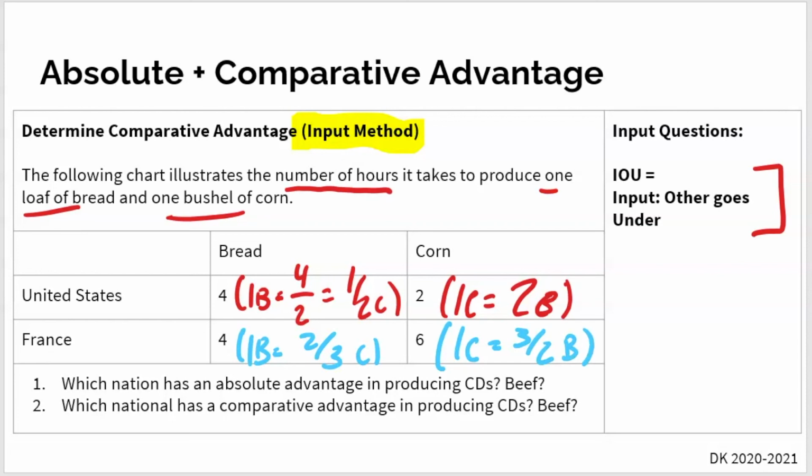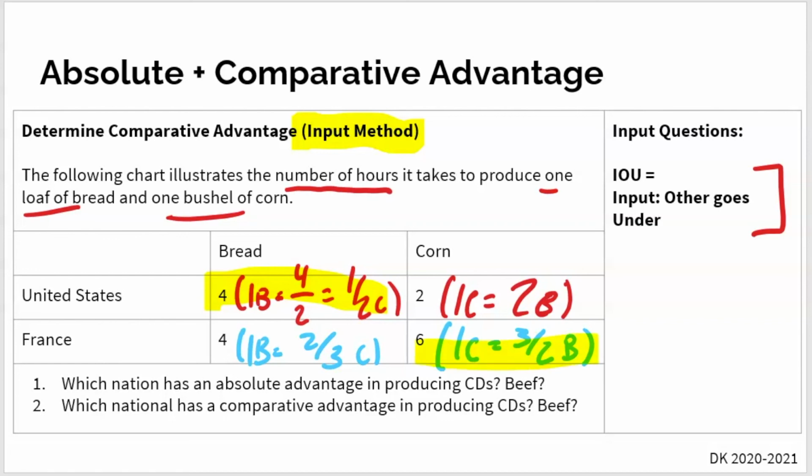So here, to figure out the comparative advantage, we just have to look at the lower opportunity cost. Well, for the production of bread, if the U.S. produces 1 loaf of bread, they're giving up half a bushel of corn. For France, if they're producing 1 loaf of bread, they're giving up 2/3 of a bushel of corn here. So what is smaller, half a bushel or 2/3 of a bushel? Well, 0.5 is smaller than 0.66 repeating. So the U.S. should specialize and produce bread. They have the comparative advantage in the production of bread here.